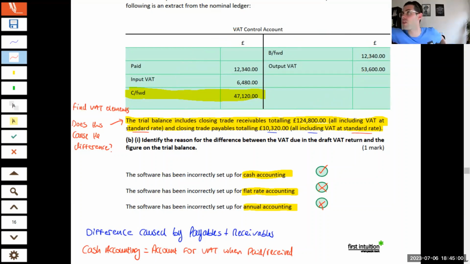Again, a bit of a tricky one, I must admit. It's not particularly straightforward, but the trick is just to understand what we're saying there. Trade payables and trade receivables. If a company was set up to use the cash accounting scheme, they wouldn't be on there because I haven't paid and I haven't received.